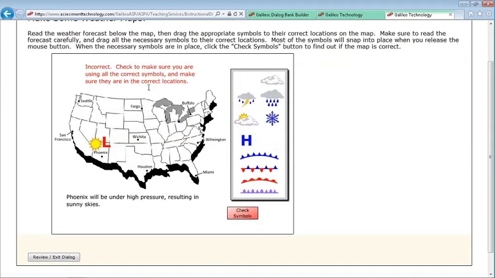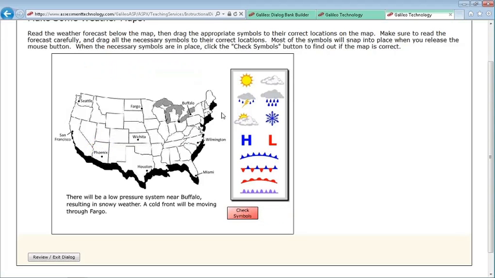Again, interactivity, a little responsiveness to the students. The students know when they're doing it right or they're doing it wrong, and they can adjust their responses accordingly so that they see the development of correct responses. I forgot one more thing. We've got Phoenix is under high pressure resulting in sunny skies. Now if I check my symbol, now I've got the right forecast. Sunny in Phoenix, who would have thought?